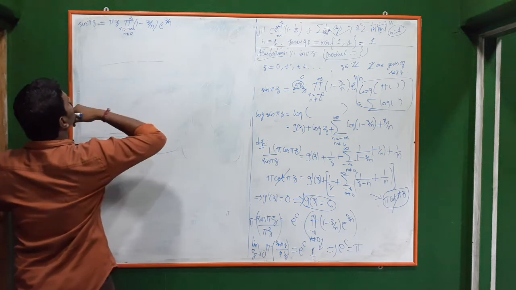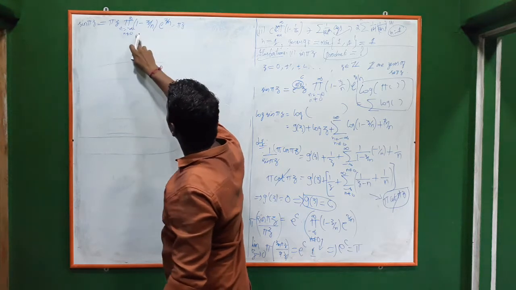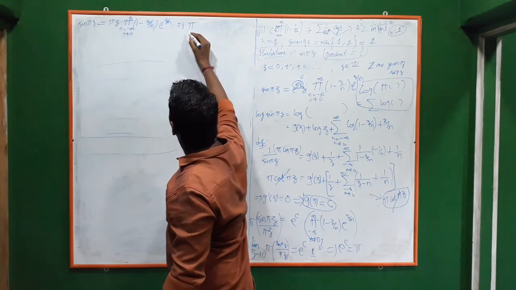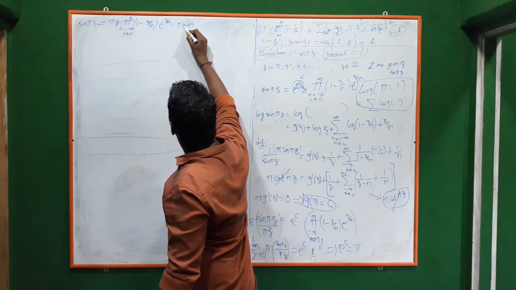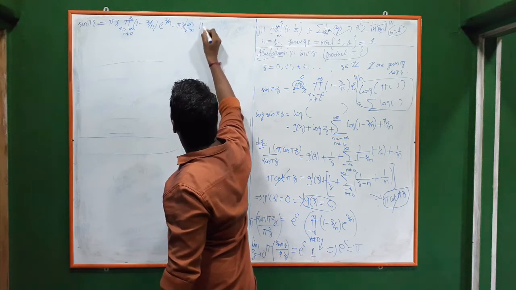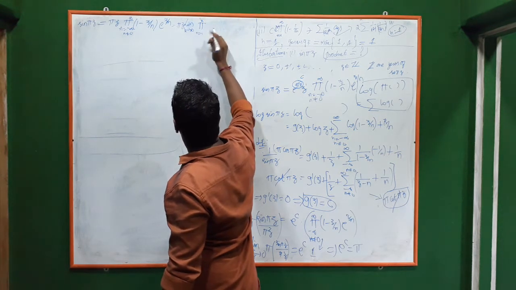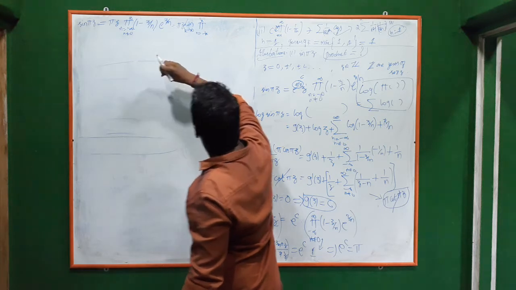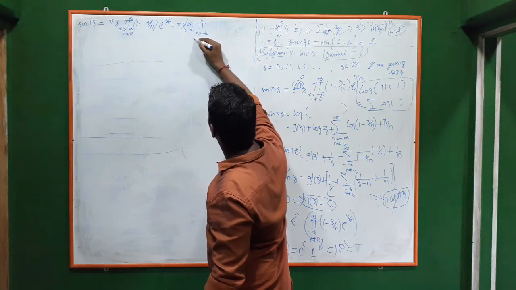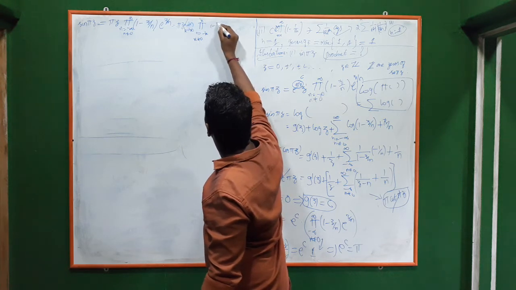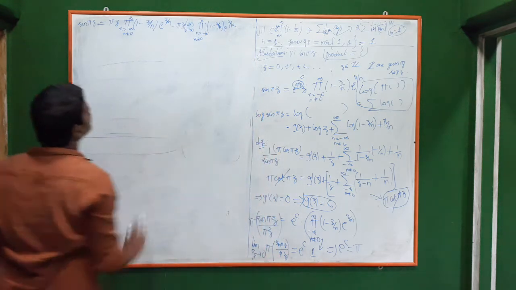This we can simplify further. So how to simplify this? Pi z, we can write this as a product or limit, apply the limit here. Limit k goes to infinity, product from minus k to k, where k is not equal to 0, of 1 minus z by k into e power z by k.